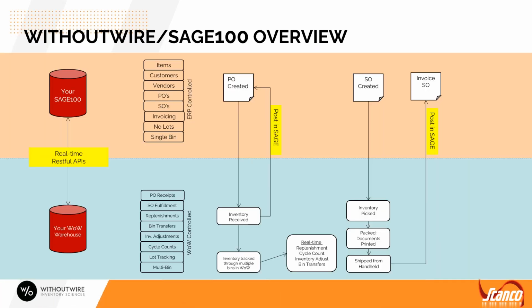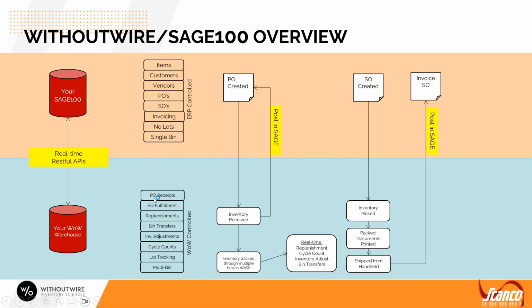And a quick overview of the flow between your Sage 100 and the WithoutWire system. Real-time RESTful APIs through integration, connecting the two systems. Your Sage 100 is still the master of items, customers, vendors, POs, and sales orders, and invoicing. We have treatments of lots and bins within our system, or it could be in both systems. WithoutWire, you could think of as the master of inventory and the movements and all the transactions. We real-time sync inventory quantities so you can do your financial work in Sage 100.